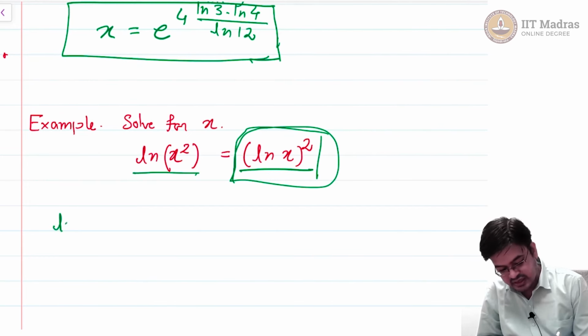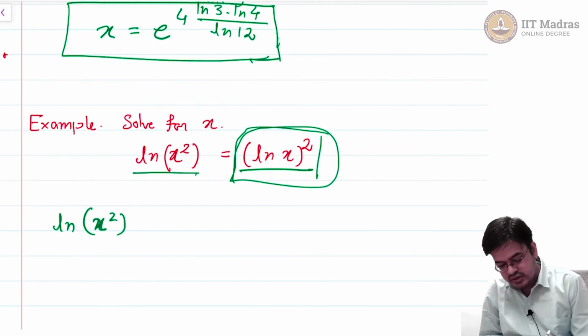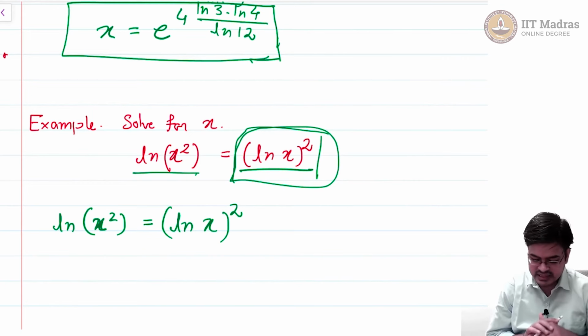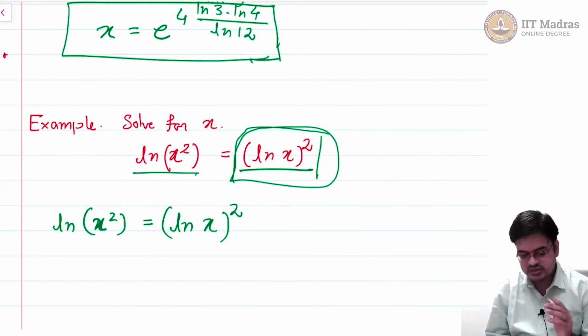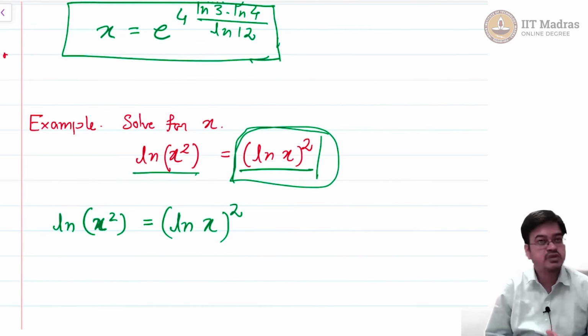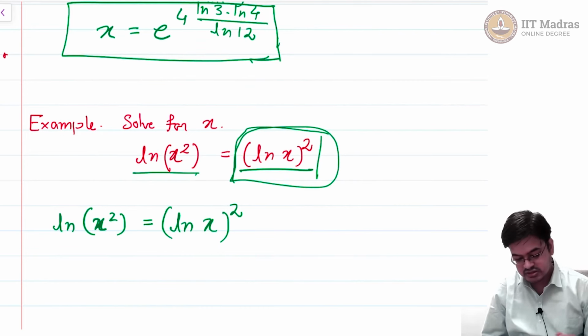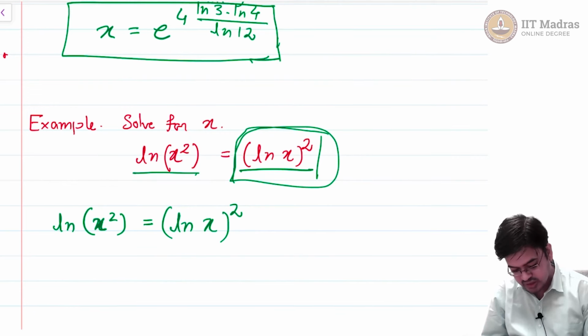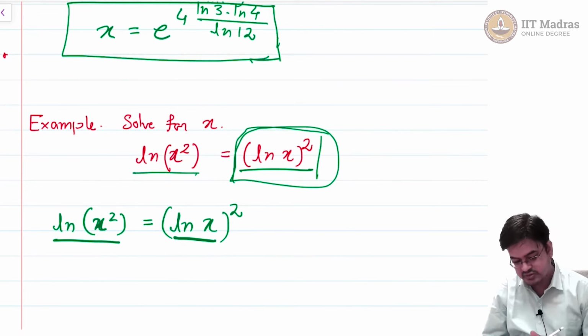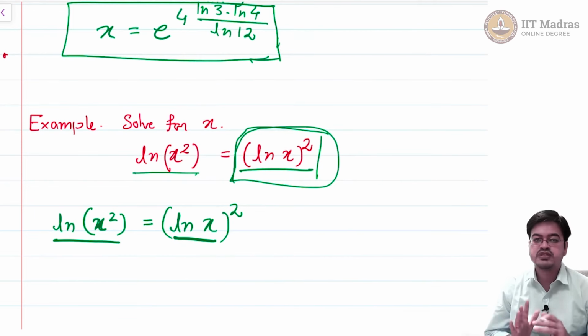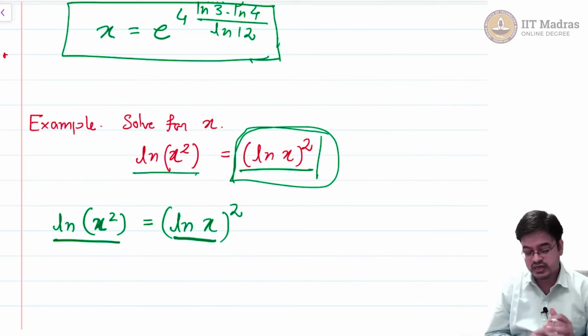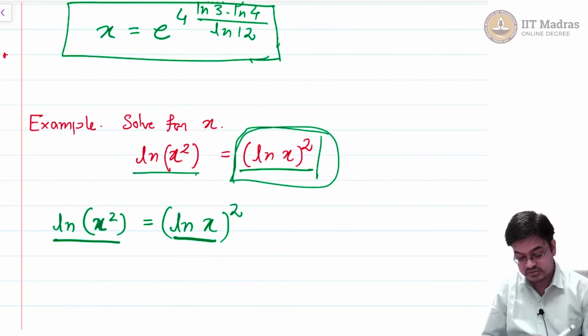So let me write ln of x square is equal to ln of x the whole square. In such a problem, the first question is, are the bases common? Yes, the bases are common, so there is no problem with this. Now here the term is ln of x, here the term is ln of x square. Can I get the terms which both are in the form of ln of x? Then I can do something with it, right?